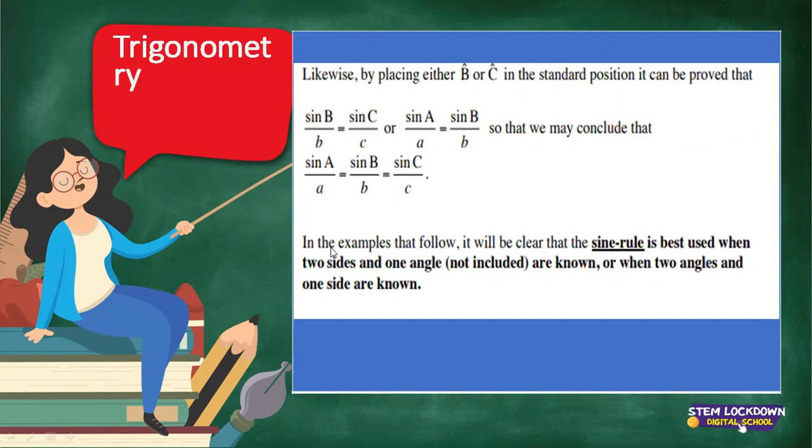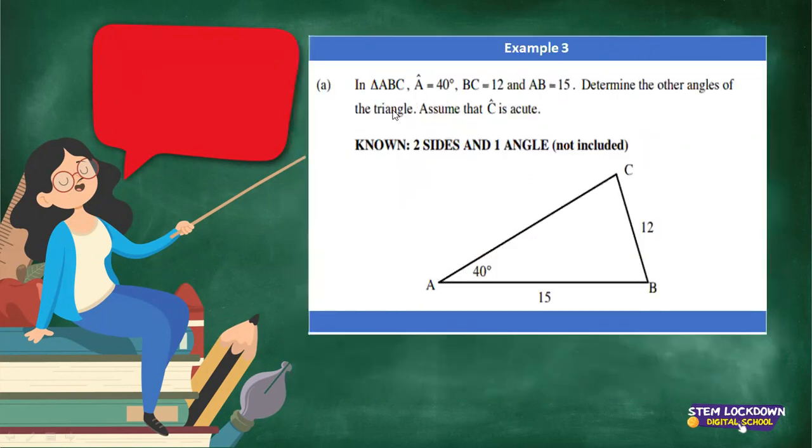Now let's see how this works. For example 3: in triangle ABC, A is 40 degrees, BC is 12, and AB is 15. Now determine the other angles of the triangle, assuming that C is an acute angle.